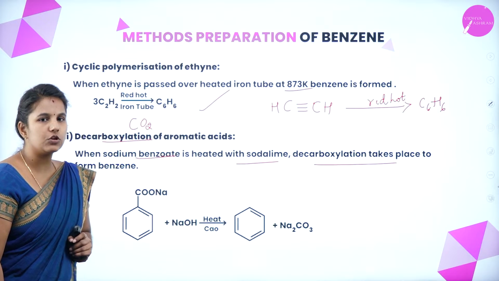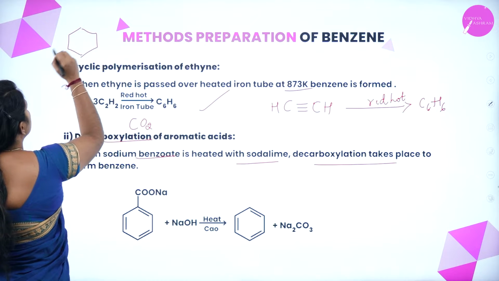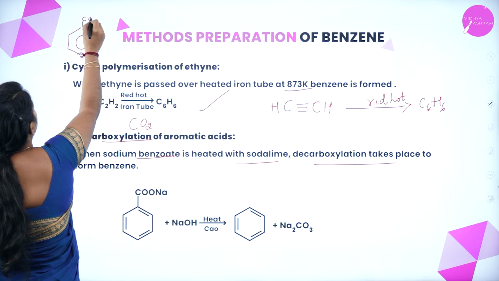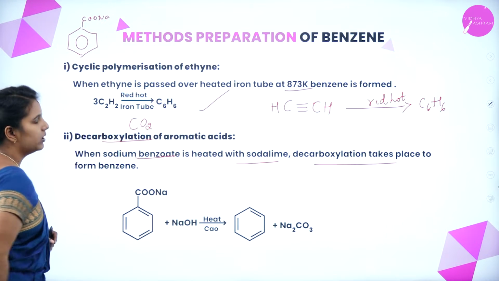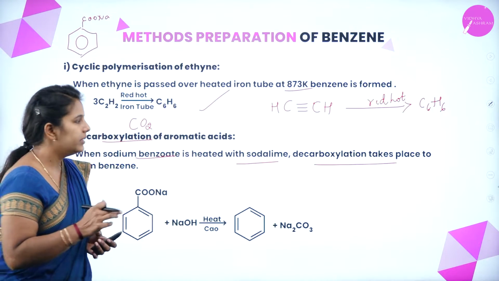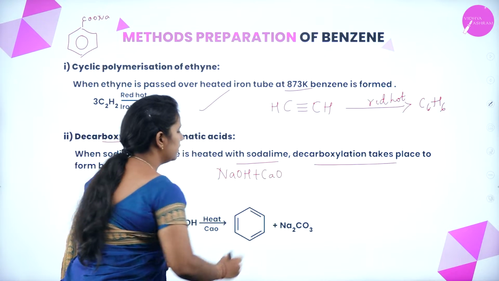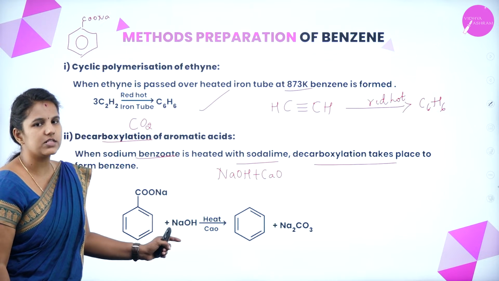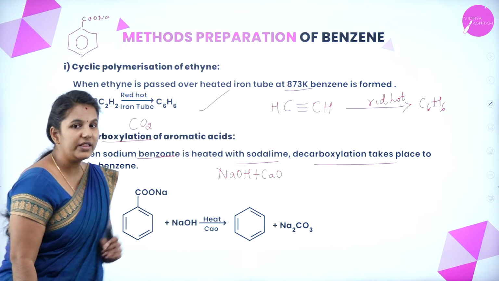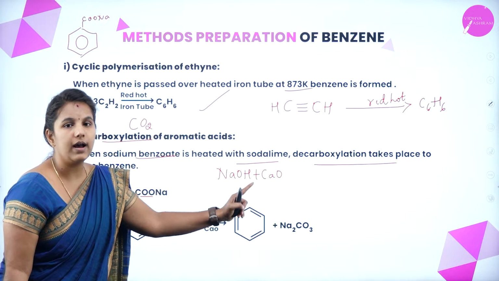How to write the sodium benzoate? We know that there is a benzene ring. If I say it is sodium benzoate, there will be a carboxylic group where H is replaced with sodium. This is sodium benzoate. When it is treated with soda lime, that is a mixture of sodium hydroxide plus calcium oxide, and you heat it, you will get the benzene ring with the elimination of carbon dioxide in the form of sodium carbonate.